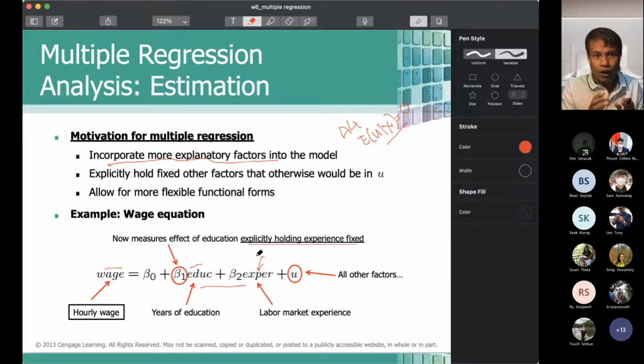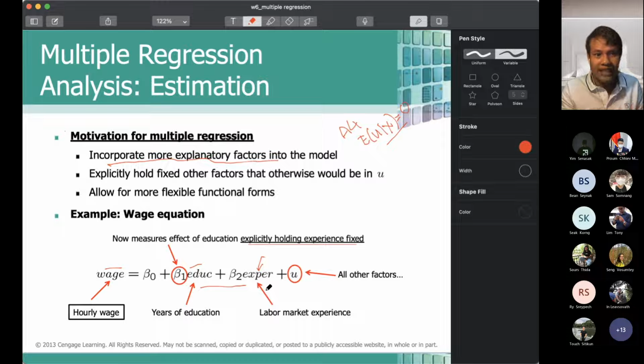So again, besides the estimate of interest, the slope or the coefficient of the variable of your interest, in your interpretation you hold the other variables that you include in this model fixed, or in other words, you control that variable.